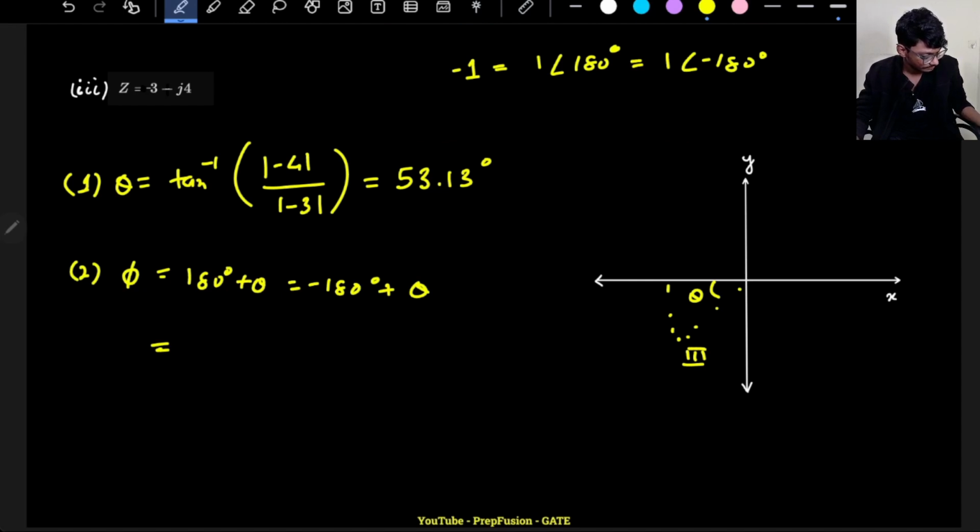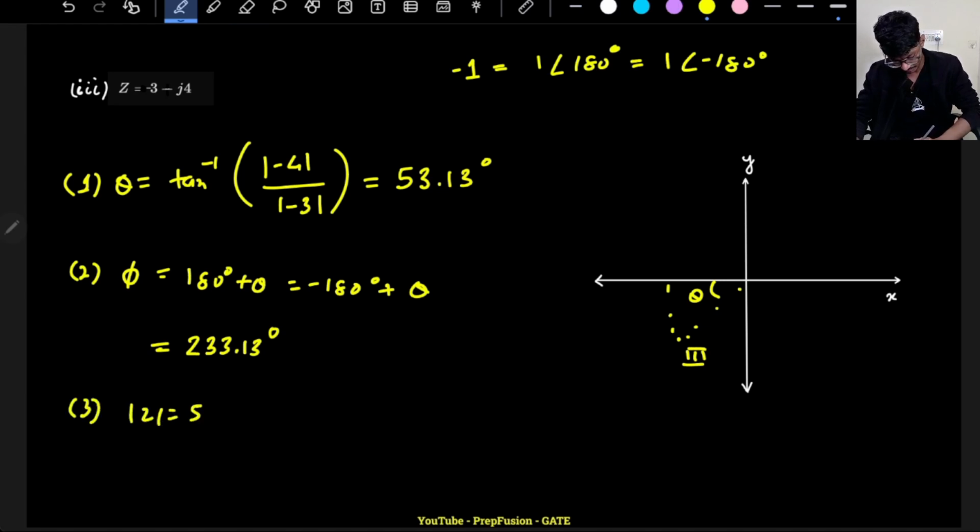So theta is 53.13, so 180 plus 53.13 will be 233.13 degrees. That is the thing that you have to understand over here. Here phi will be this, and the magnitude of z is the same, 5 only. So your phasor will be 5 angle of 233.13 degrees.